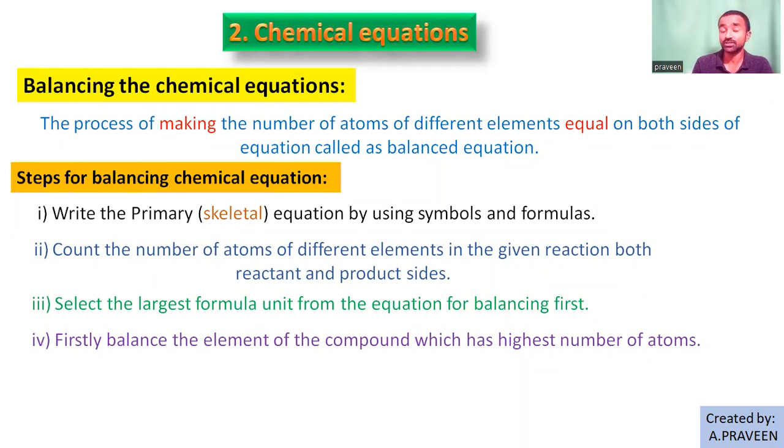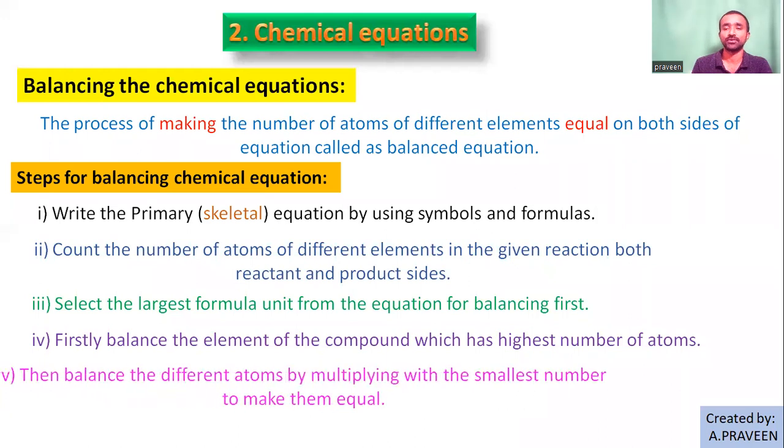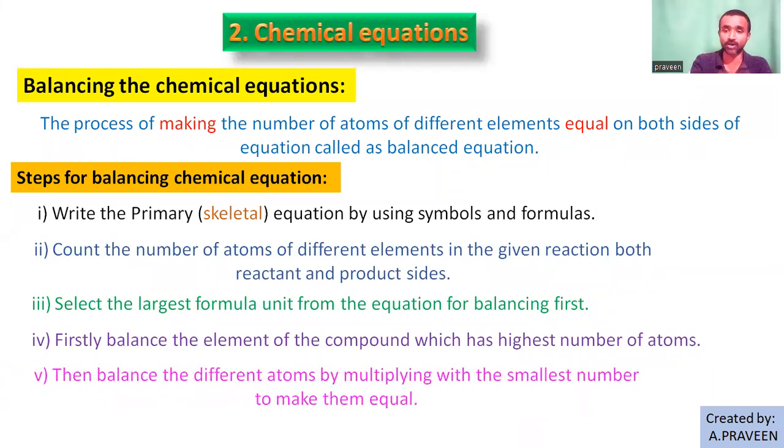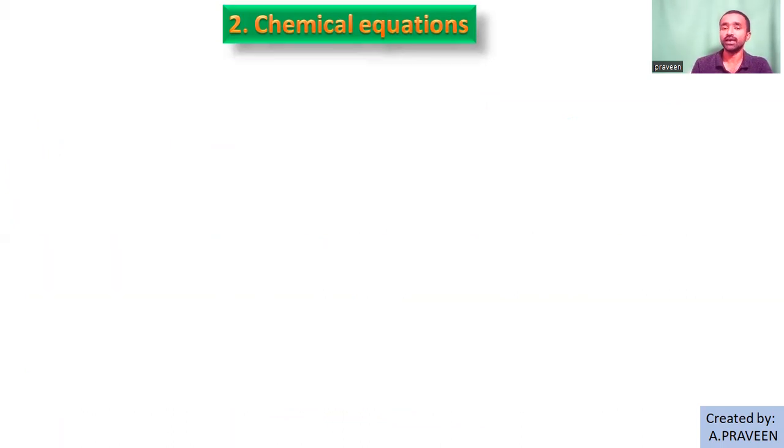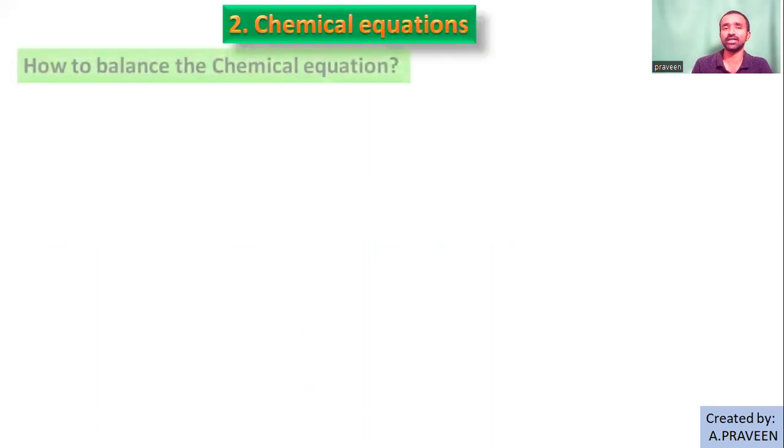That balance you can solve by using multiples, written as a coefficient, any suitable number. That suitable number must be the smallest. Start with the smallest only, as much as possible, to make them equal in counting. Then we'll go for the other steps. We'll learn how to balance the chemical equation.